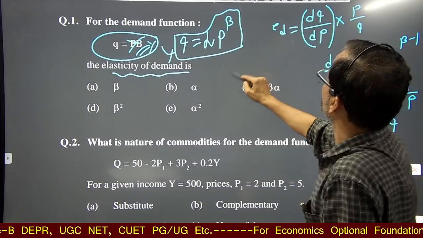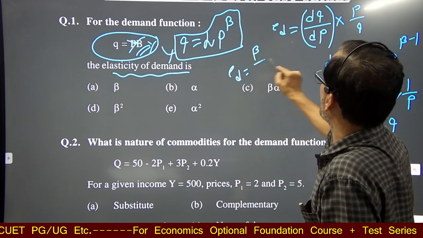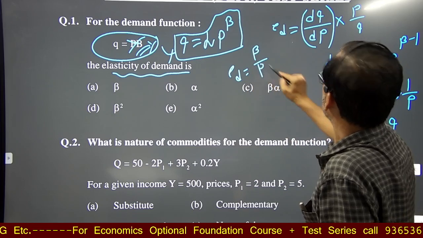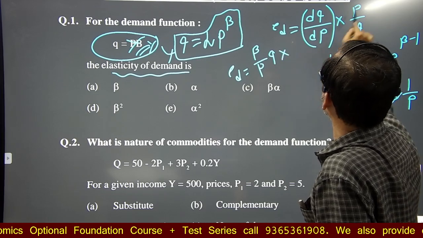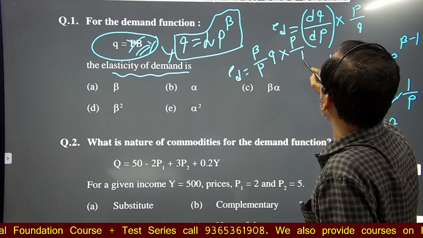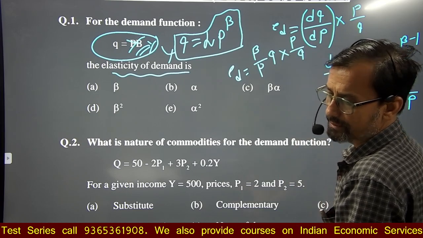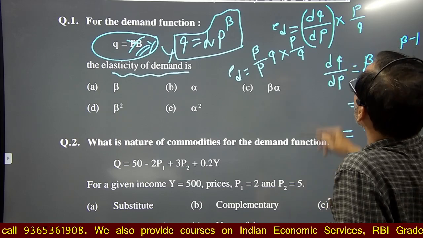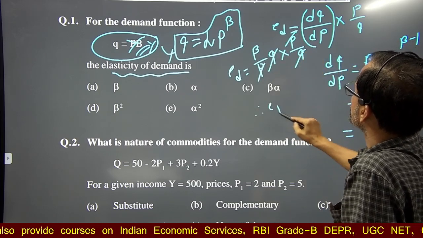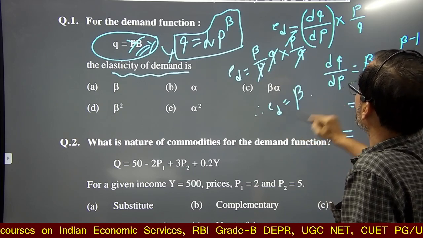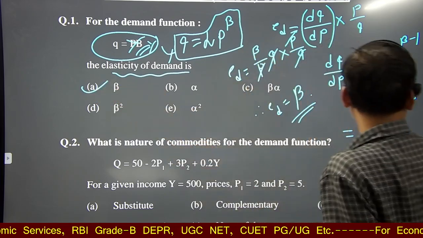So what will be the elasticity of demand? We can put the value beta by P into Q and this one P by Q. P by Q, so we can cancel. Ultimately, the elasticity of demand will be beta. The correct answer will be beta. This one, A. A will be the correct answer.